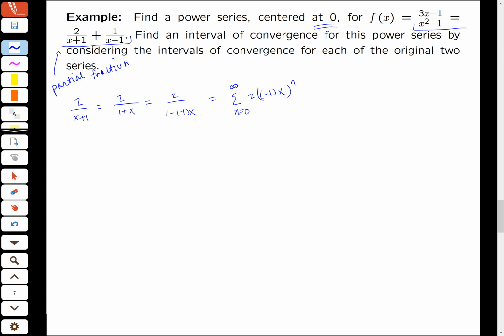Now what is the interval of convergence for this one? We're going to have minus 1 times x in absolute value less than 1. The absolute value cancels with the minus 1, and I have minus 1 less than x less than 1 for the interval of convergence. Let's look at the second power series. I have 1 over x minus 1. Write the x second one together. Minus 1 plus x. Get our minus sign. And then divide everything by minus 1.